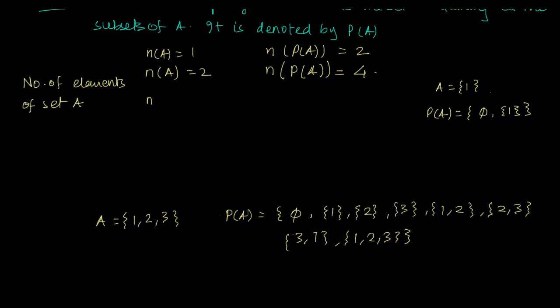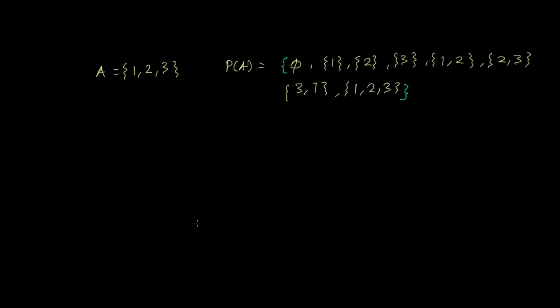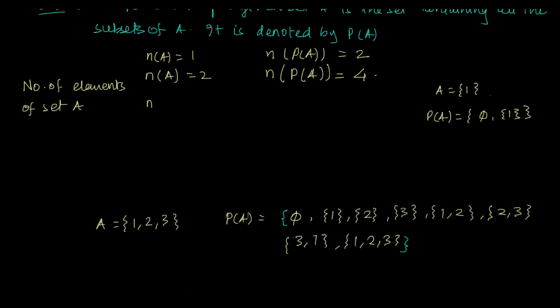So this curly bracket indicates that this is a set in its own right, right? This is a set in its own right, and so it is something like this. This is the set that contains all the subsets, right? It is the set that contains all the subsets, and let us advance in the table. So if n(A) is equal to 3, then n(P(A)) is equal to 8.